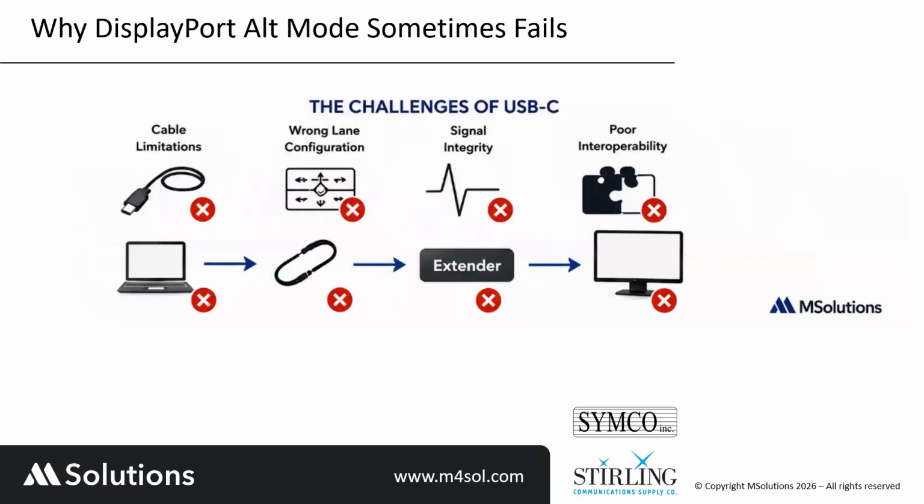So why does DisplayPort alternate mode sometimes fail? What are actually the challenges of USB-C? The most common reasons for failures are wrong cable, poor signal integrity, and wrong lane mapping. This is important because when you're looking at the USB-C connector, you know that it can be flipped on any side, and any direction that you plug it in, it's expected to work.